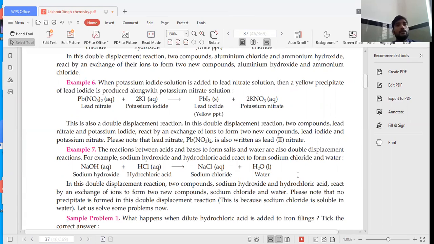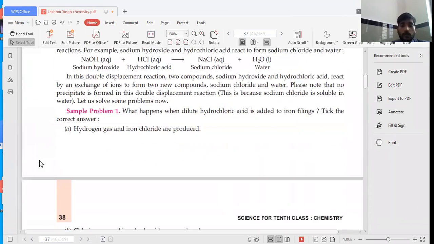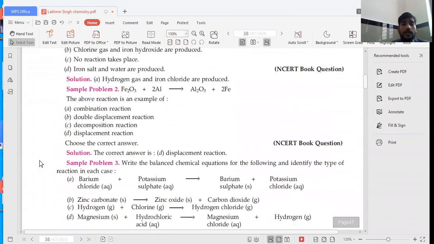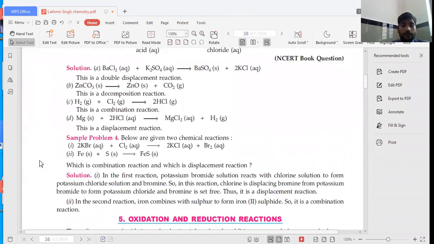That's why I was saying in most of the reactions you will see the formation of the precipitate, but not in all reactions. This is a neutralization reaction. Acid plus base gives salt and water. In detail, we will study about this in the chapter acid, bases and salt. All right. There are some example questions you people can go through.